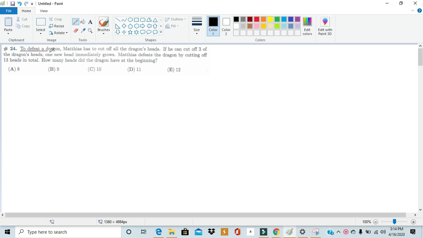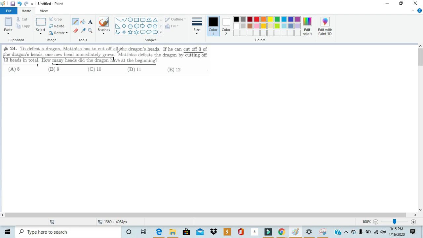To defeat a dragon, Matthias has to cut off all the dragon's heads. If he cuts off 3 of the dragon's heads, 1 new head will immediately grow. Matthias defeats the dragon by cutting off 13 heads in total. How many heads did the dragon have at the beginning?